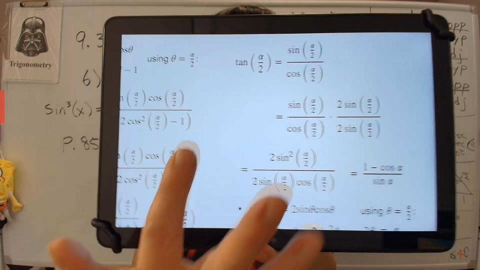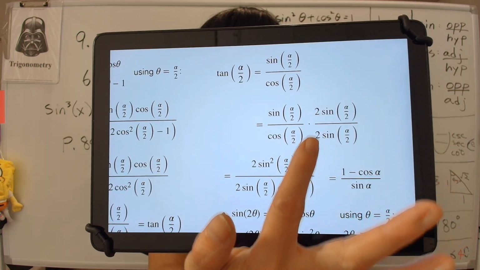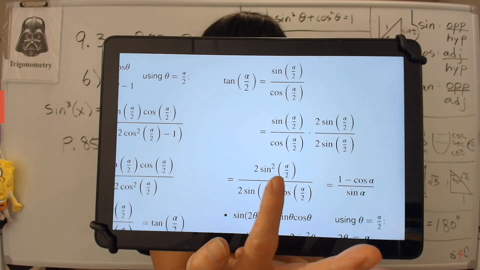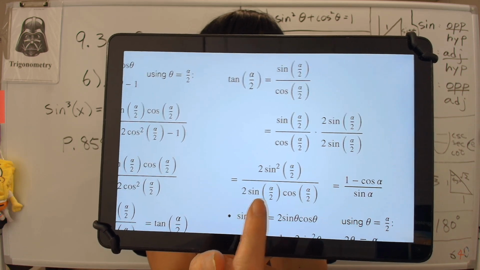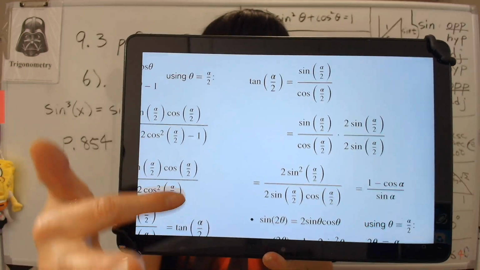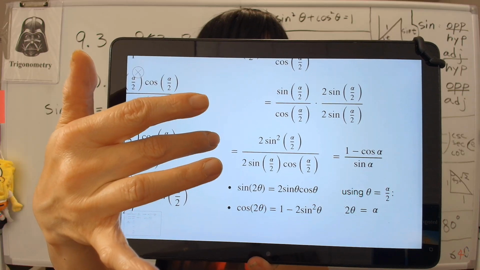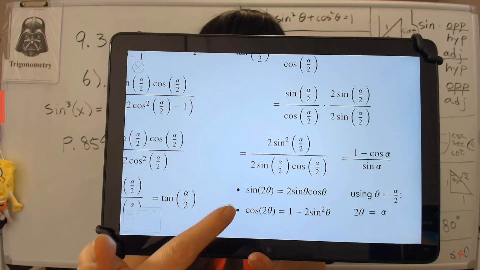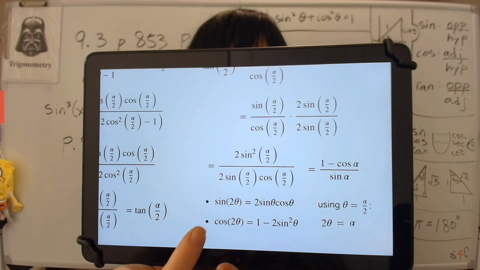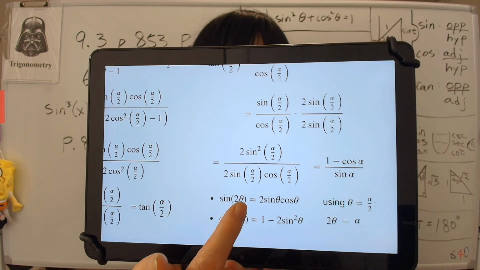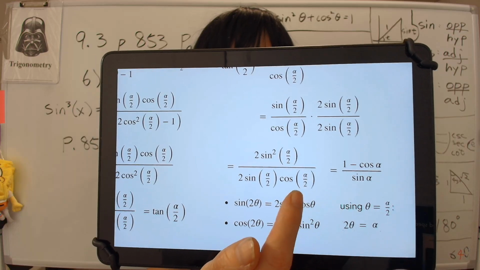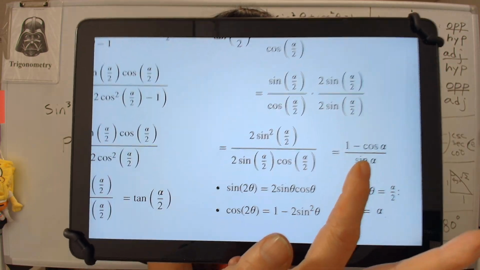So with the magical sine alpha over 2 times it, on both top and bottom, we end up with 2 sine squared on top, and then 2 sine cosine on the bottom. Next we are going to follow these two formulas. 2 sine theta cosine theta is equal to sine 2 theta, right? So this is equal to sine of 2 times alpha over 2, which is sine of alpha.